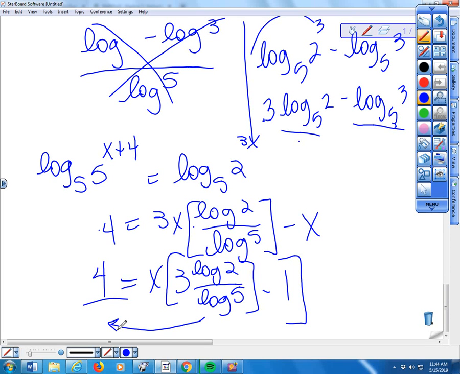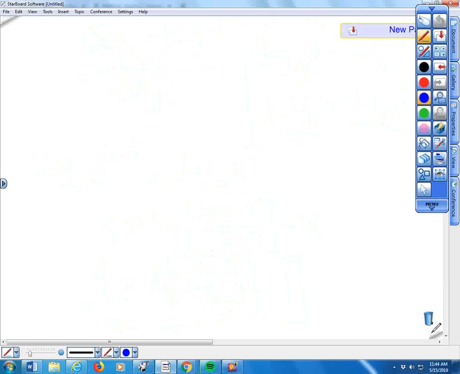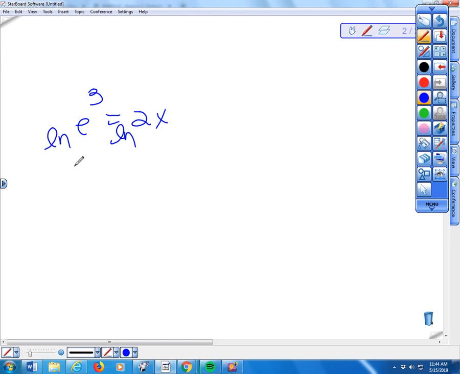Number 9, write the equivalent logarithmic equation. Could do it one of 2 ways. I'm going to just take the natural log of both sides. That becomes 3 equals natural log of 2x, and that's it.